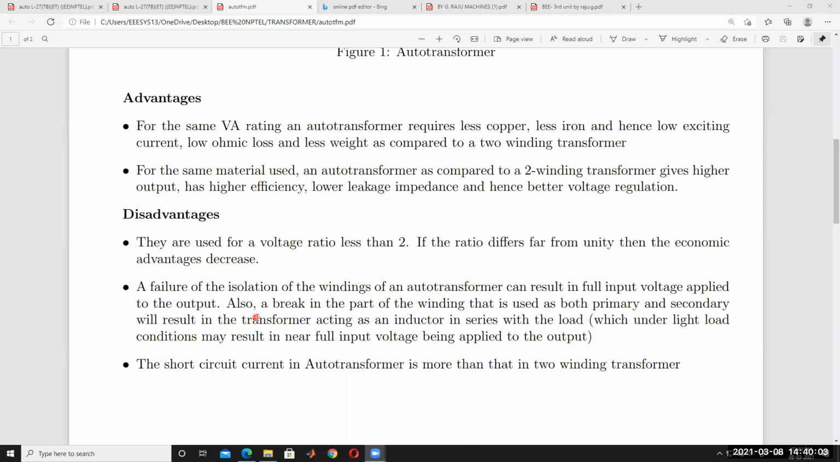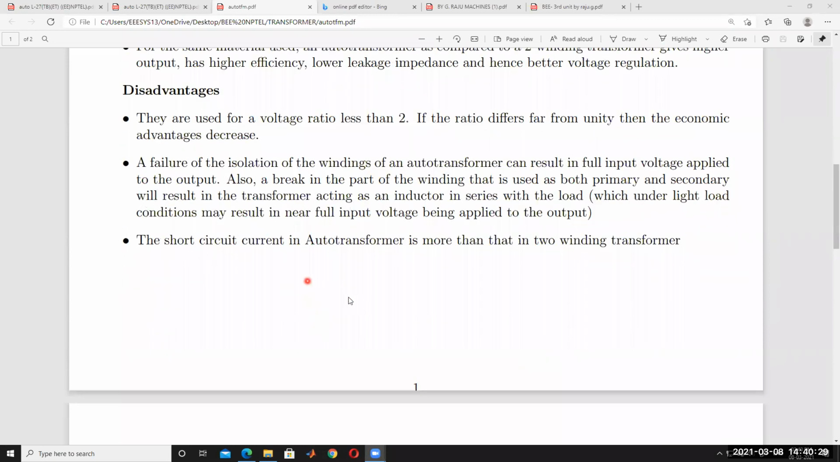Also, a break in the part of the winding that is used in both primary and secondary will result in the transformer acting as an inductor in series with the load, which under light load condition may result in nearly the full input voltage being applied to the output. The short circuit current in an auto transformer is more than that of a two winding transformer. These are the different disadvantages.